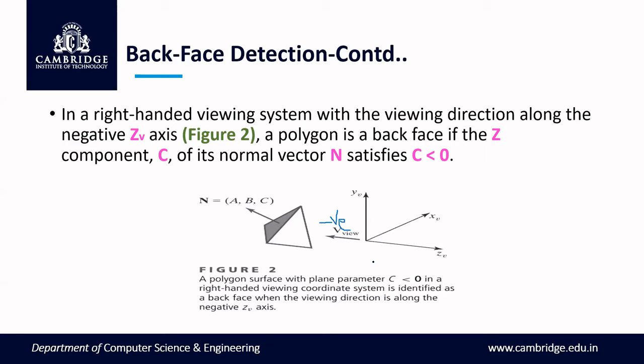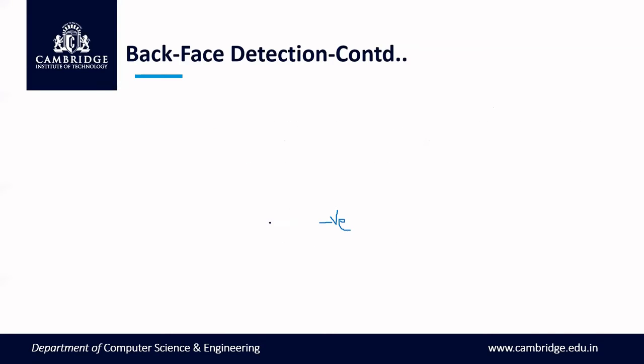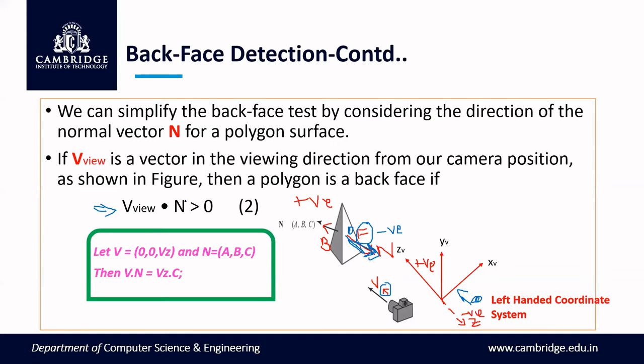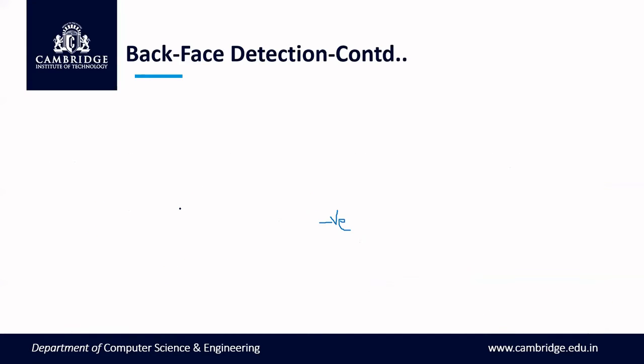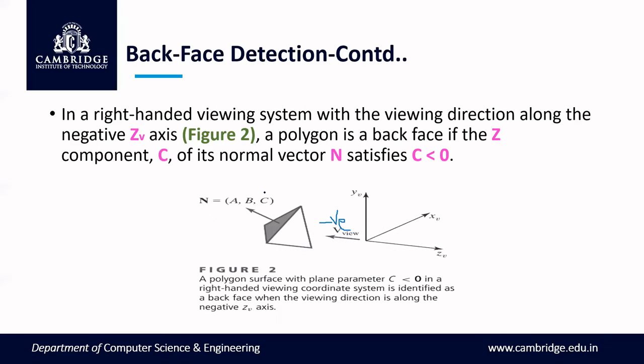So now, what will be the C value? It is the opposite of our previous left-handed system. In the left-handed system, if it is a back face, then it should be greater than 0. When it comes to the right-handed system, my C value should be less than 0, right? So that means if my N dot V is less than 0, then I call it a back face.